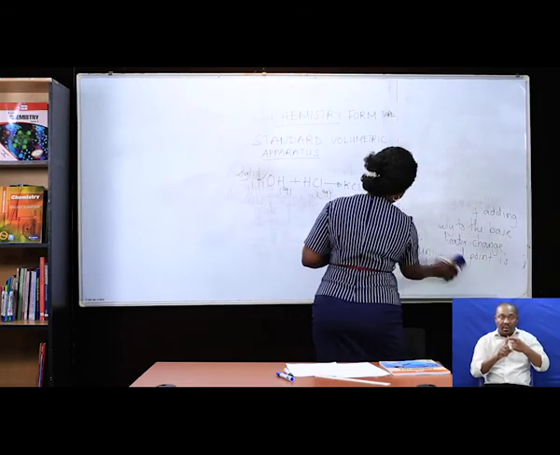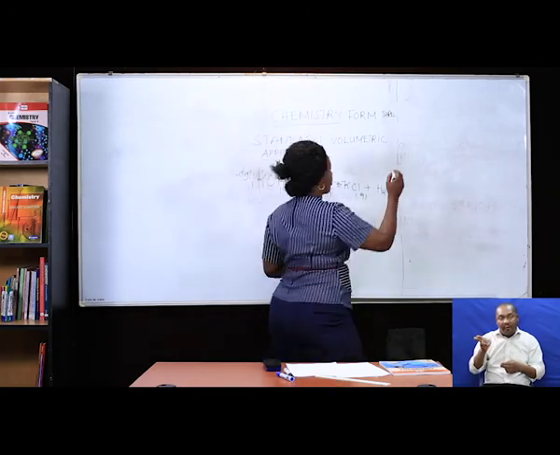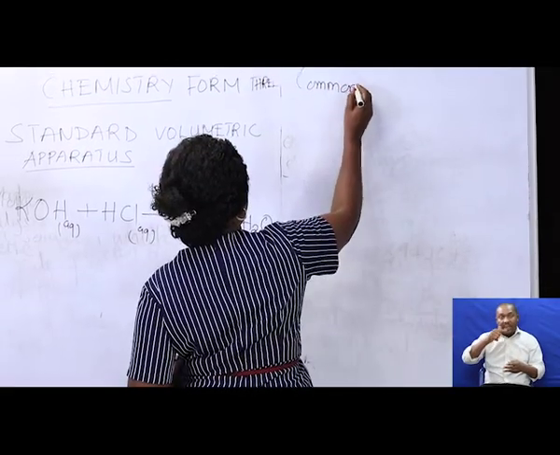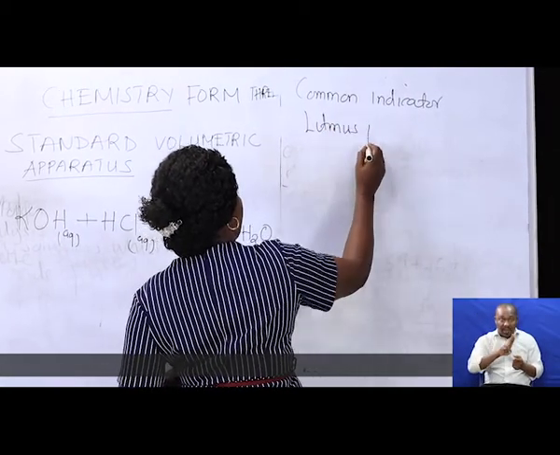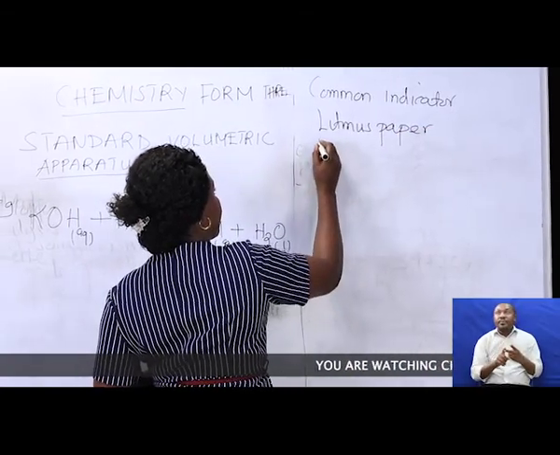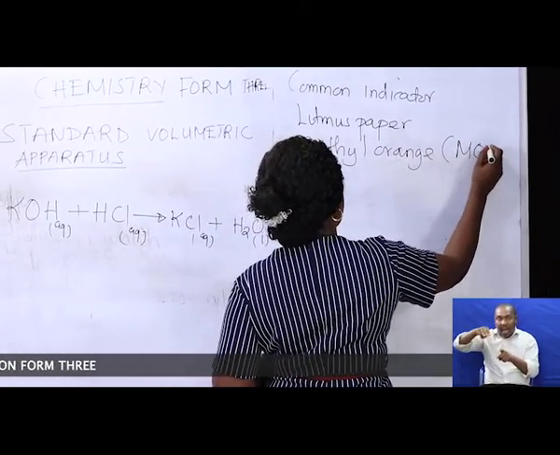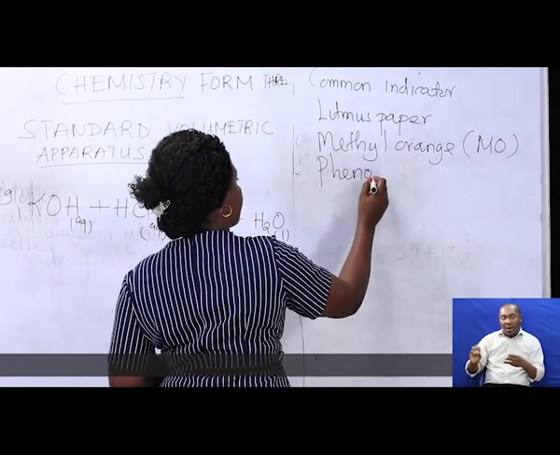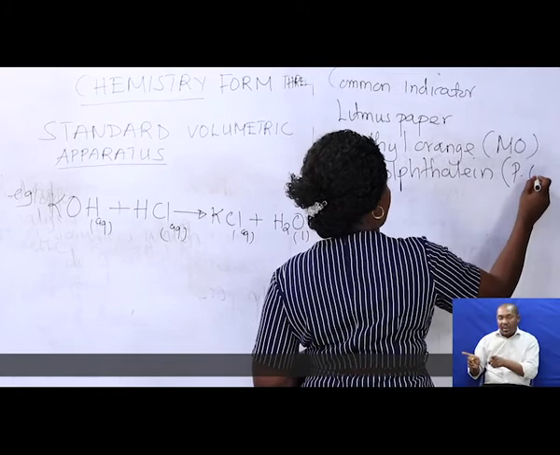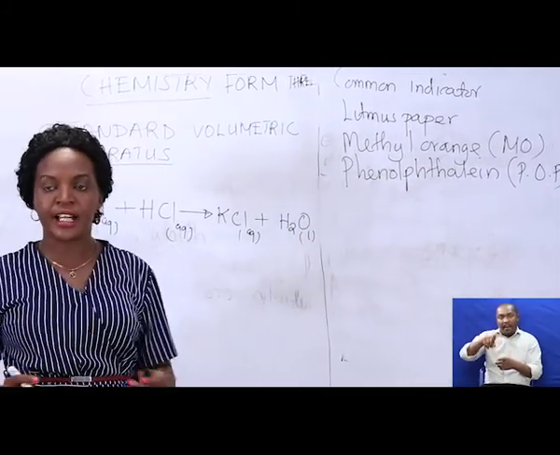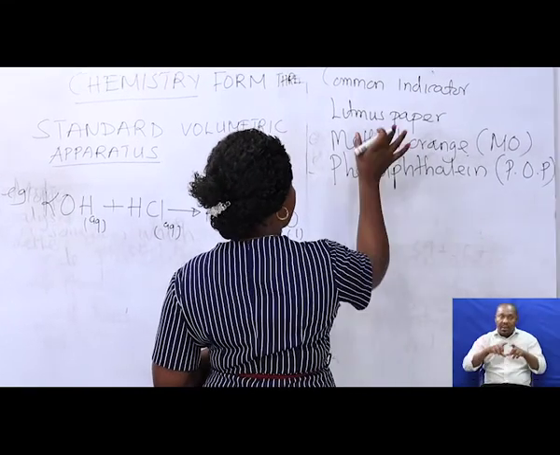One is methyl orange. Another one is phenolphthalein. Another one is litmus paper. So the common indicators we have are litmus paper, methyl orange, which is abbreviated as MO, and phenolphthalein, abbreviated as P, not plaster of Paris, but phenolphthalein as an indicator. Therefore, in titration, we are only using either methyl orange or phenolphthalein, but not litmus paper.